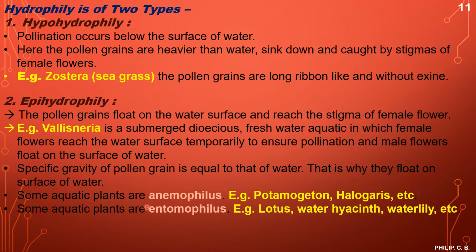Some aquatic plants are anemophilous. Now, even among hydrophilous plants, some may be anemophilous, some may be entomophilous. Anemophilous examples: Potamogeton and Halophila. Again I put an image of Potamogeton to understand how it looks. Some aquatic plants are entomophilous: lotus, which most of you might have seen, water hyacinth, water lily. One example, water lily, you can again observe with the entomophilous type of adaptation.